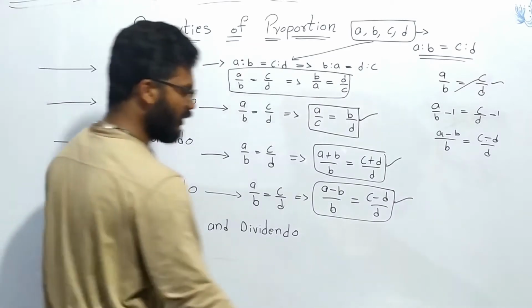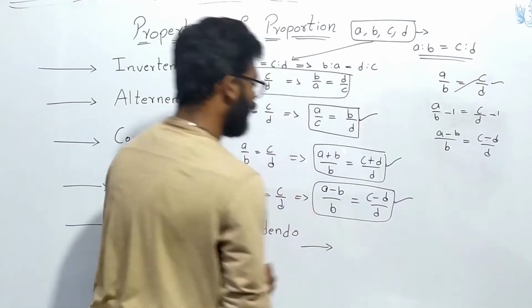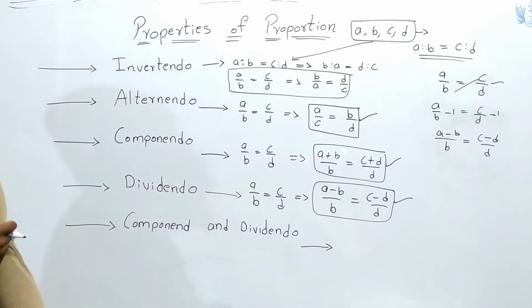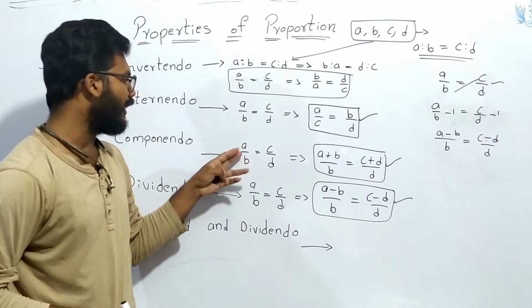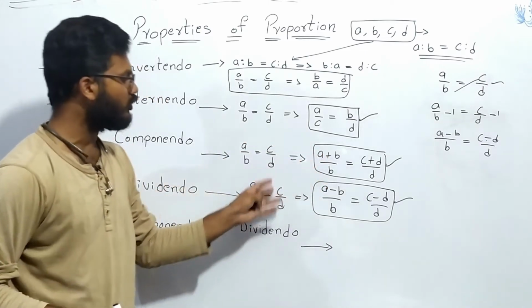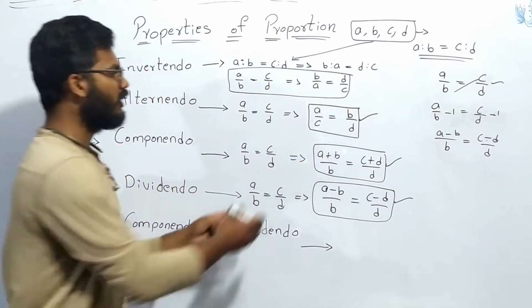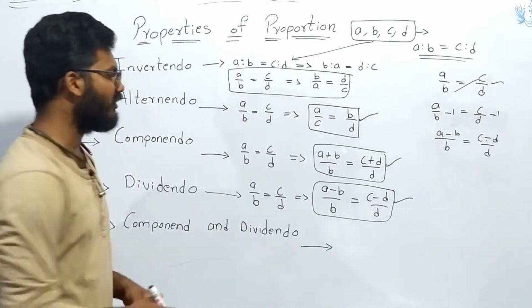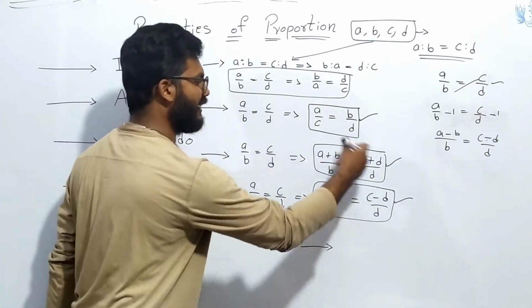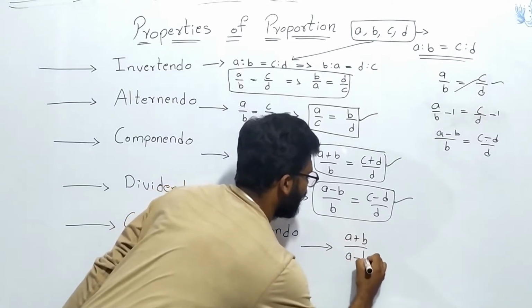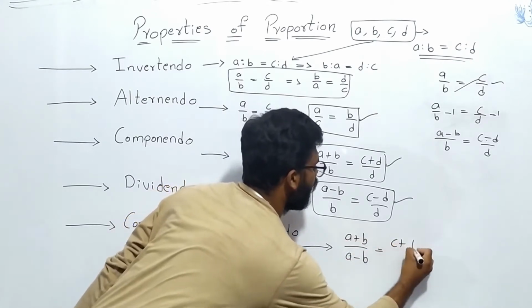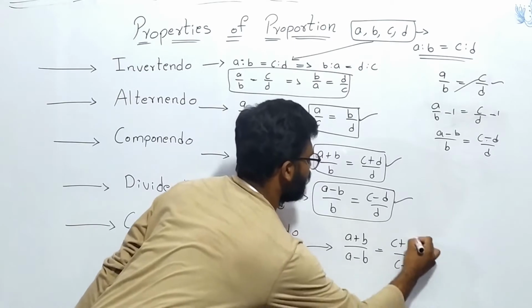Next, componendo and dividendo. Componendo and dividendo is nothing but combining both the componendo and dividendo properties. We know A by B is equal to C by D, that means this is true and this is also true, right? So if you divide both, B will get cancelled, D will get cancelled. A plus B by A minus B is equal to C plus D by C minus D.